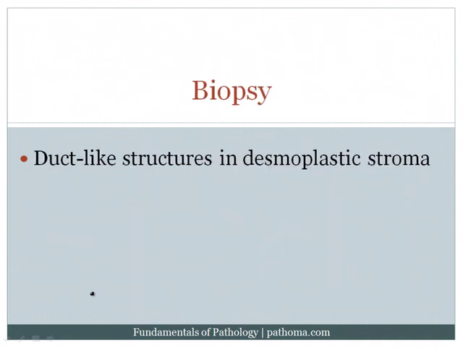Now when you're worried about cancer in the breast, if you have a mass and you're particularly worried, you're going to do a biopsy. And when you have invasive ductal carcinoma, you're going to see duct-like structures in a desmoplastic stroma. And what we mean by desmoplastic stroma is that you have connective tissue growing with the tumor, and that connective tissue is there to support the tumor and provide its structural support, stromal support we could say. And that's called desmoplastic stroma.